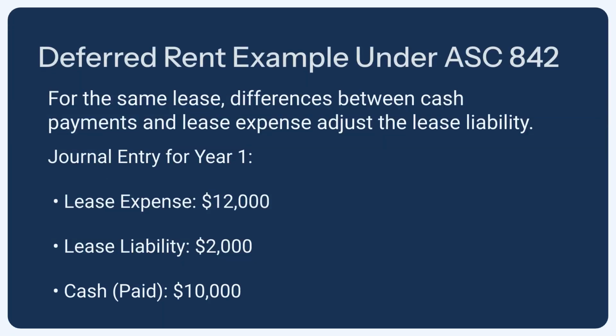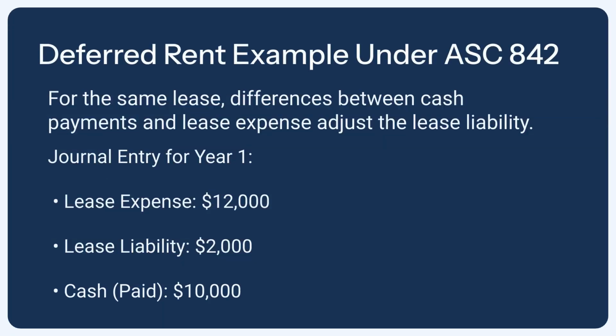To illustrate how deferred rent is handled under ASC 842, let's revisit the example. The lease liability is initially calculated using the present value of future lease payments, and an ROU asset is recognized. Differences between the lease expense and cash payments adjust the lease liability. In year 1, for example, the lease expense is $12,000, cash paid is $10,000, and the remaining $2,000 is added to the lease liability. This approach ensures the liability reflects the total unpaid lease obligation.